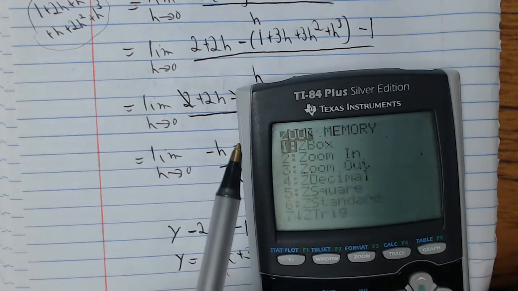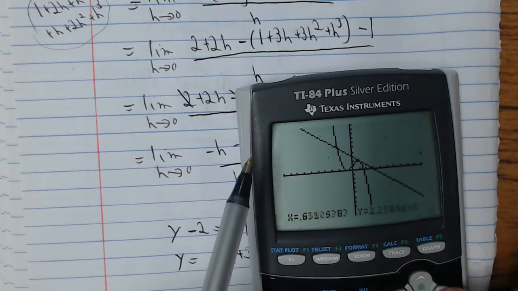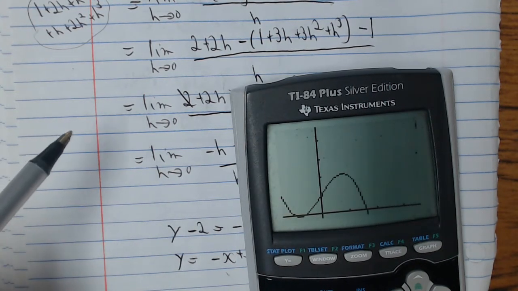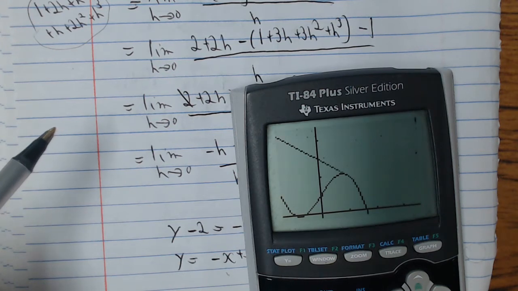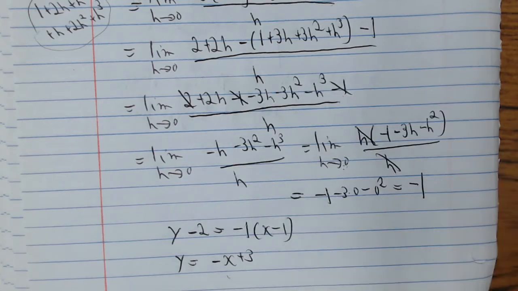So if I were to zoom in on this even more, you would see it, which if I come to this part and I zoom in, there's the x cubed graph, and there's my tangent line. So you could clearly see that's the equation of the tangent line, okay?